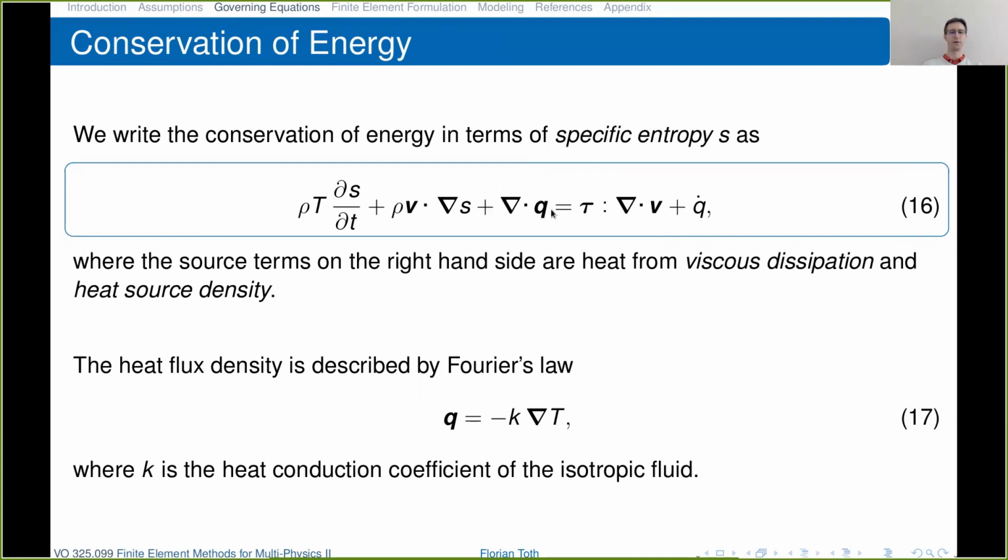And on the left-hand side, we have our heat fluxes. And these are described by Fourier's law, simply only considering heat exchange by thermal conduction. And K is our well-known heat conduction coefficient. And here for the fluid, since we already assumed it's isotropic in terms of the Newtonian fluid, we also make the heat conduction isotropic in the fluid.